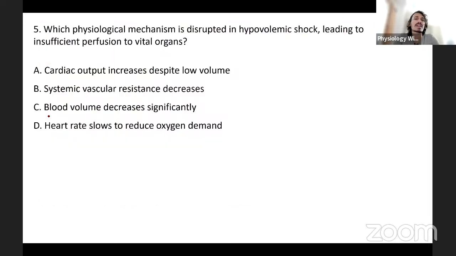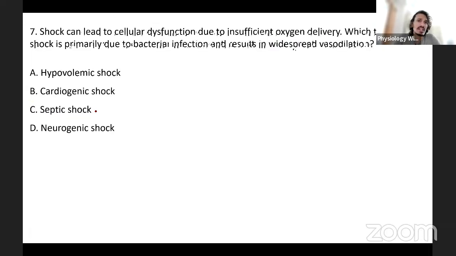So which physiological mechanism is disrupted in hypovolemic shock? Okay. So here blood volume, hypovolemic, blood volume is decreasing. That is a major problem here. Shock can lead to cellular dysfunction due to insufficient oxygen delivery.